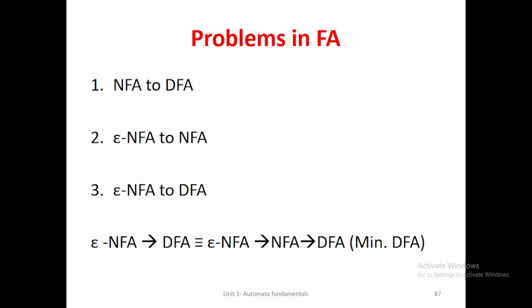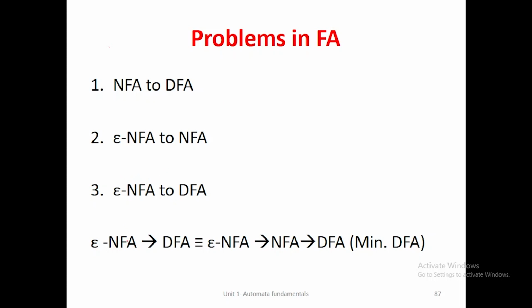And if there is any NFA which contains epsilon in it, then that NFA is called an epsilon NFA. So these are the three problems. Problem number one is NFA to DFA conversion. The second problem is conversion of epsilon NFA to NFA and conversion of epsilon NFA to DFA. I will give the step-by-step procedure for implementation of these three problems.